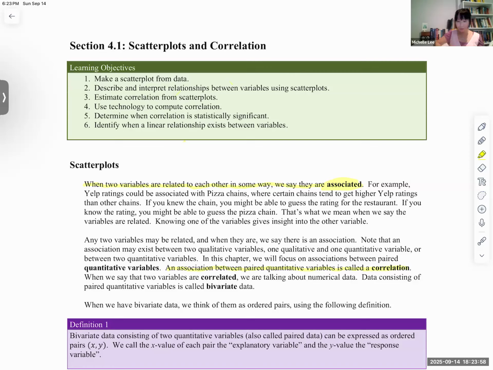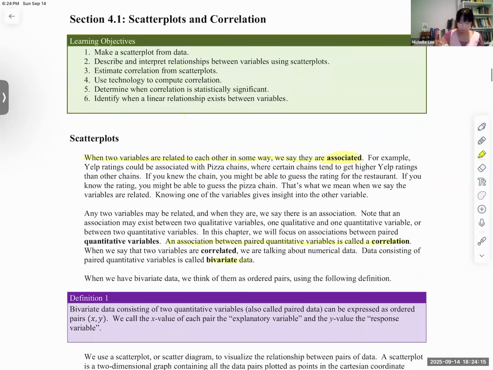And we talked about bivariate data earlier: two variables make bivariate data. In that case, both are quantitative. So we have a definition here: bivariate data consists of two quantitative variables, paired. So we talk about X and Y. We call X the explanatory variable, and Y the response variable.